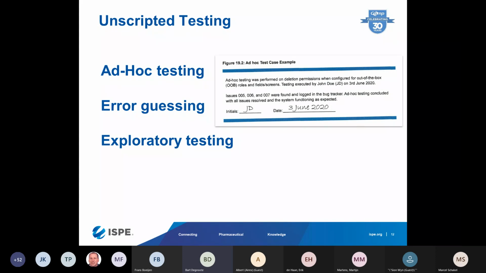How do you document this? You see here a screenshot. So you just document that ad hoc testing was performed on a certain feature.